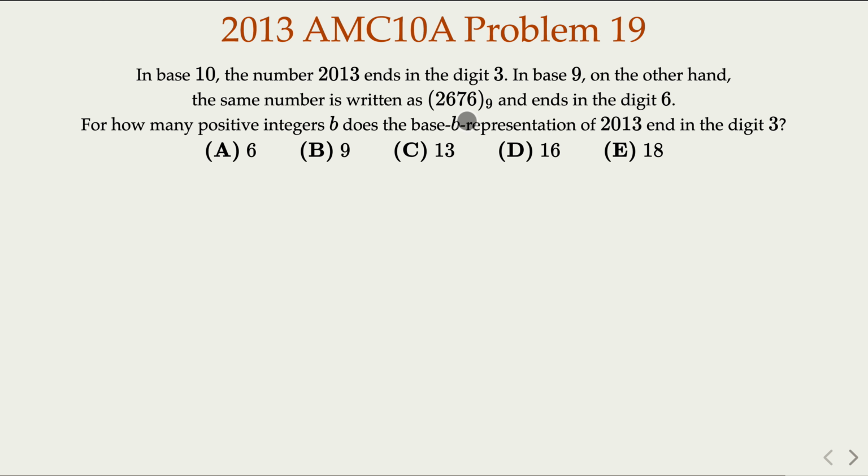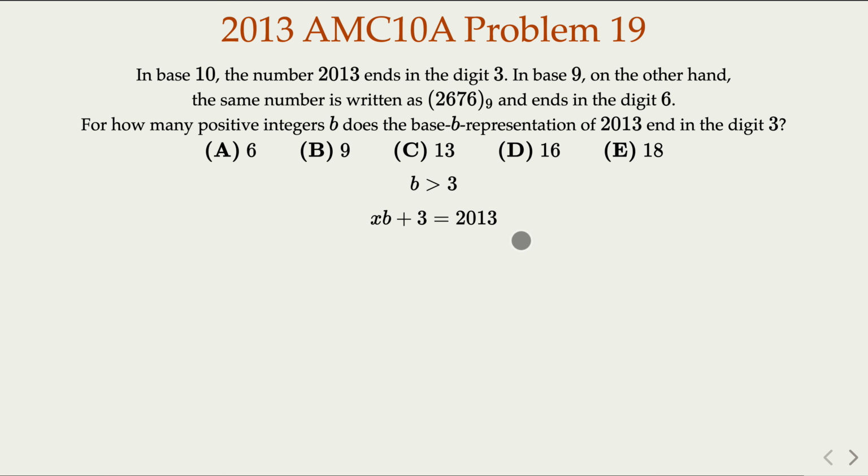Let's think about it. In any base, b must be greater than 3. That's for sure, because 3 is a digit. In base 2 you cannot have digit 3. So the base must be at least 4 and up. Also, in base b, the whole number is going to be some multiple of b plus the single digit, which is 3, and this must equal 2013.